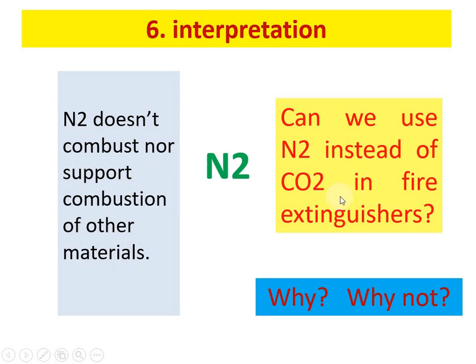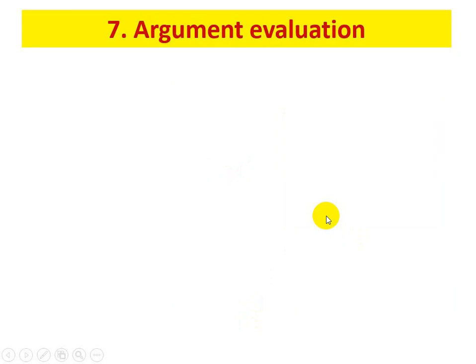This is a question for which you have to try to collect data and information about nitrogen and carbon dioxide properties concerning the physical and chemical properties, and to try to analyze these data and information and interpret if we can use nitrogen or we cannot use it. Why and why not? This is another assignment or activity. Try to solve it and give me feedback, please.